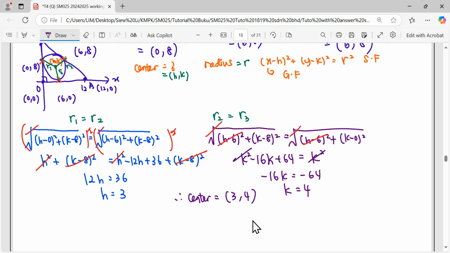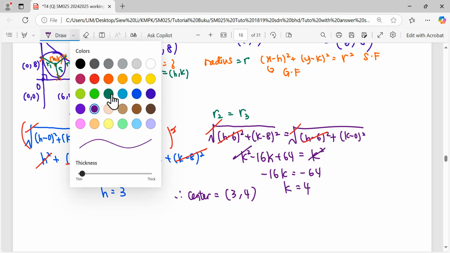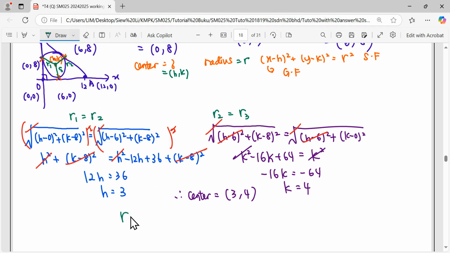Then, to find the radius, it will be much easier. We can use the information from R1, R2, or R3, just randomly pick one. I will find our radius from R1. R1 is the distance between 2 points, where h is 3 minus 0 squared plus k is 4 minus 8 squared. So our radius will be 5.